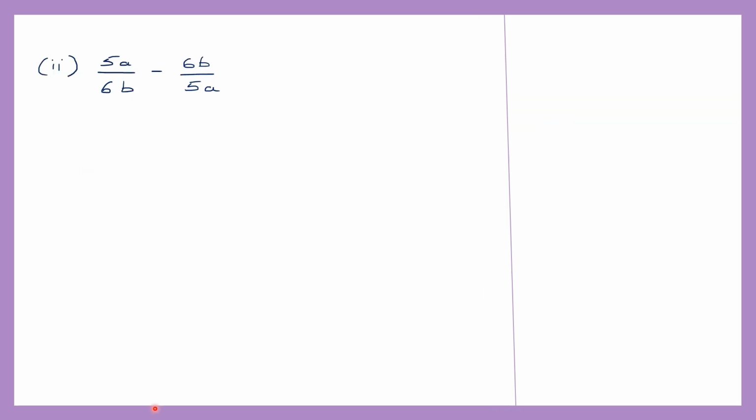Question 2. 5a by 6b minus 6b by 5a. We have to find the square of this whole expression. So we put it in brackets and write square on top. Now here we can apply this identity, a minus b the whole square, which is a square plus b square minus 2ab. In this case a will be 5a by 6b, and b will be 6b by 5a.